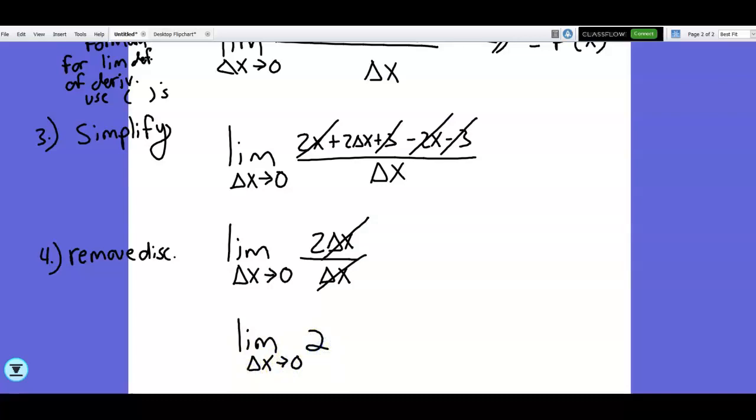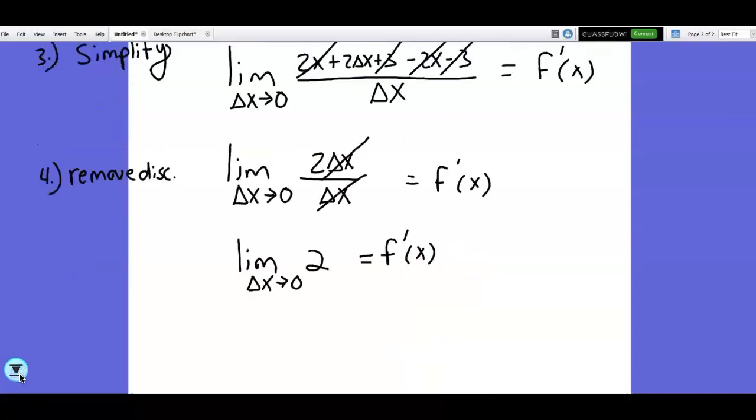Now, what is the limit of 2 as delta x approaches 0? Well, since there's no more delta x in here, I can't plug delta x in anywhere. So the answer is just going to be 2. And I forgot to bring down my derivative here every time. Let me redo that. All right. And so this just becomes 2 because you can't plug in the delta x anywhere, and we've got our answer.